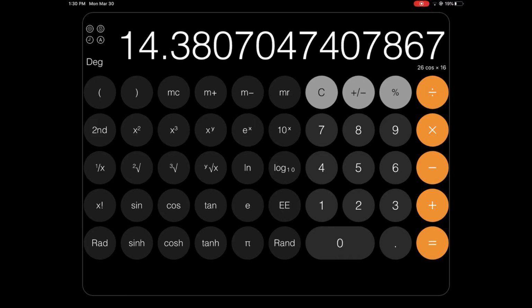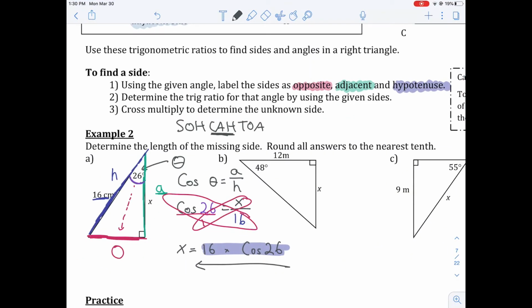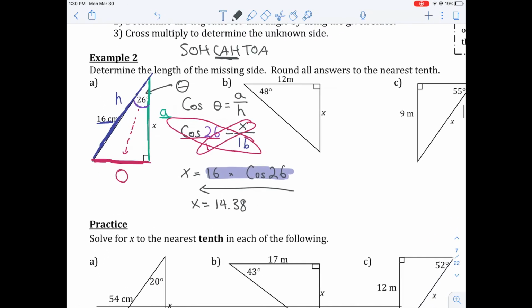So the answer is 14.38. So 14.38. And now let's round this to the nearest tenth, according to the question. And so we see here, the tenth is a 3, and the 8 beside it is going to bump that up. So it's 14.4.